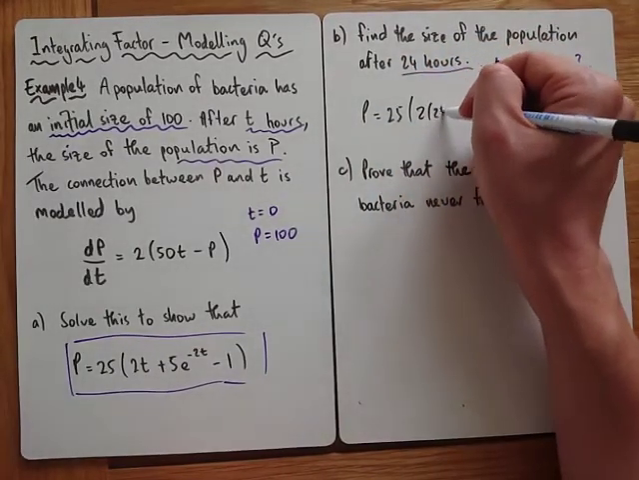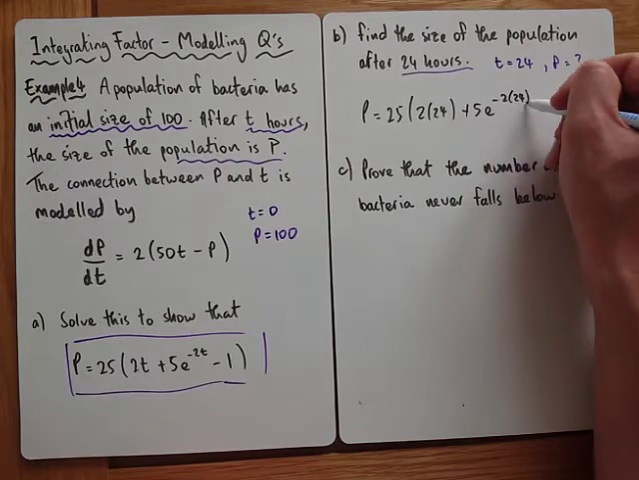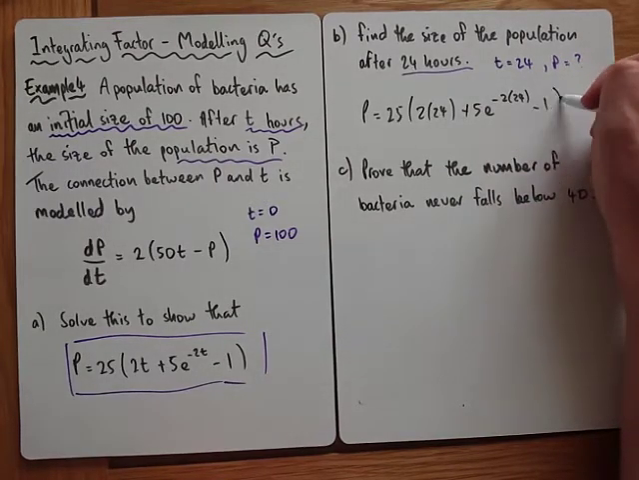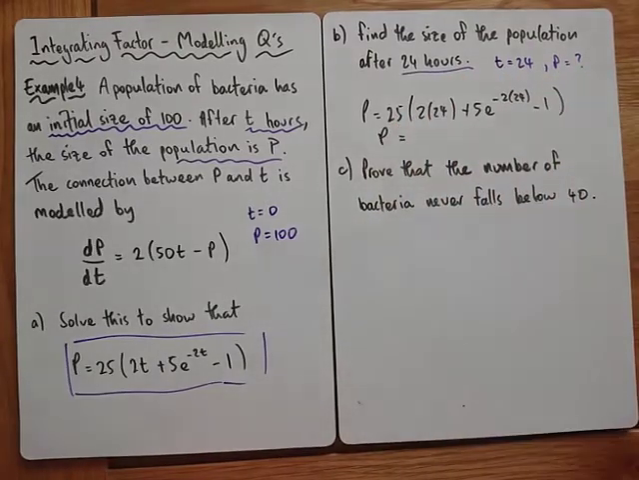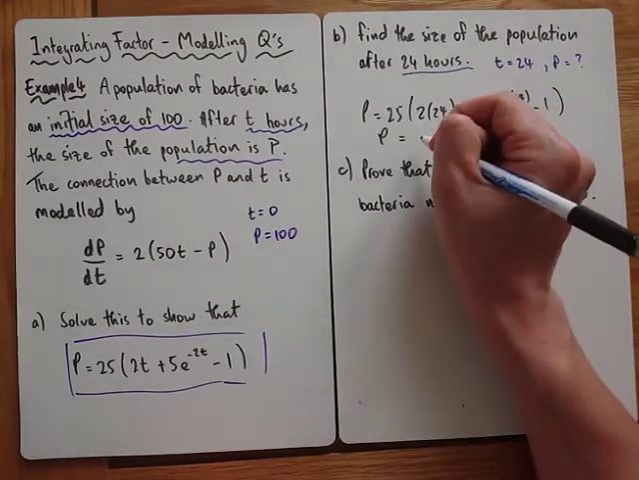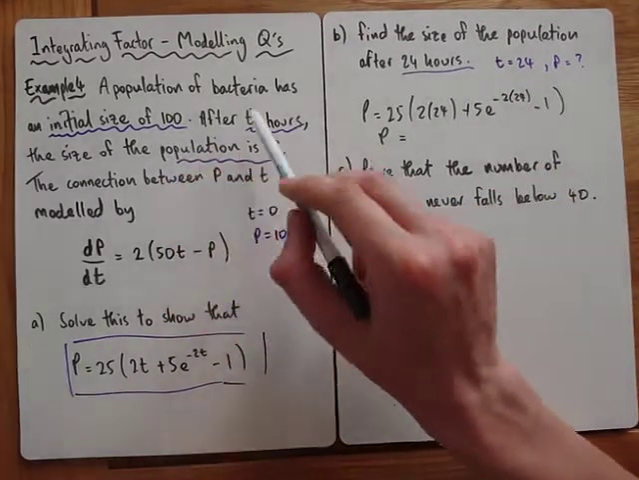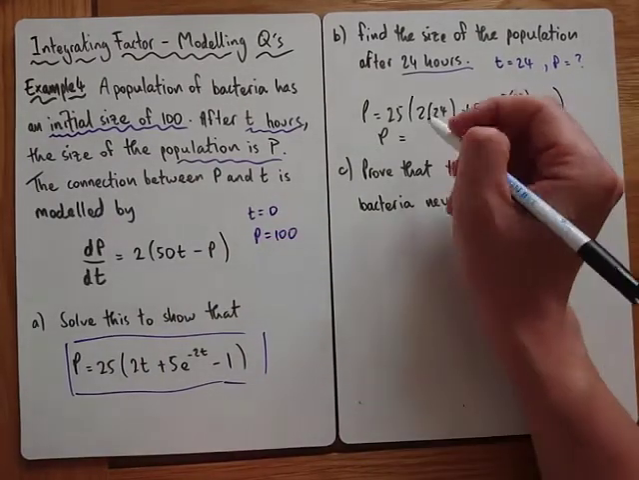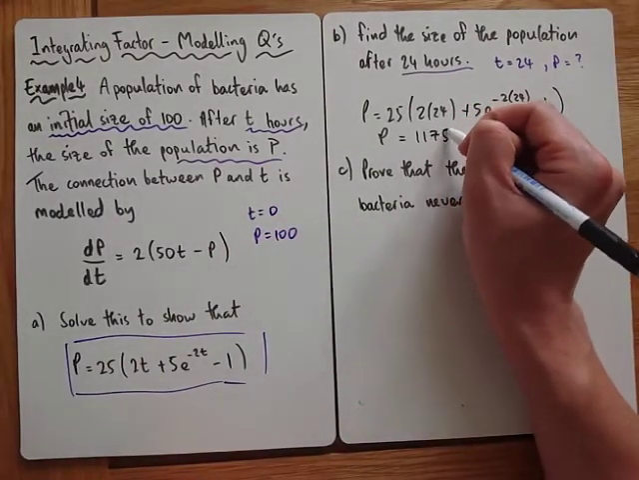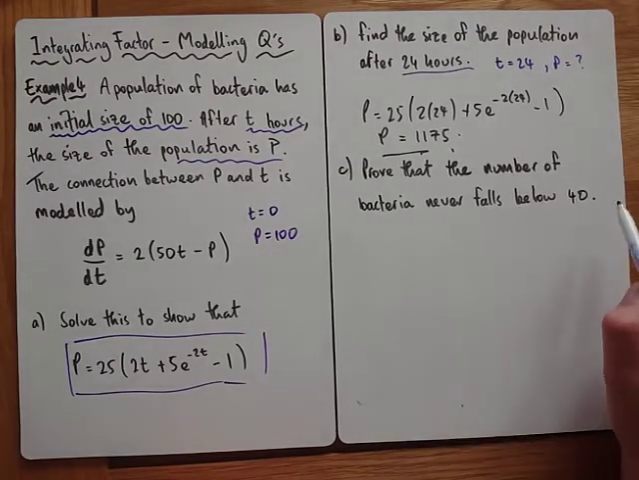Okay, just use your calculator, you get p equals 25 times 2 lots of 24 plus 5 e to the minus 2 times 24 minus 1. And let me just check. Apparently that gives us 1,175. Now, bear in mind, it's not going to give us exactly that, it'll give us a decimal. But because we're thinking about the number of bacteria, just round it to the nearest whole number. And to the nearest whole number, we get 1,175.